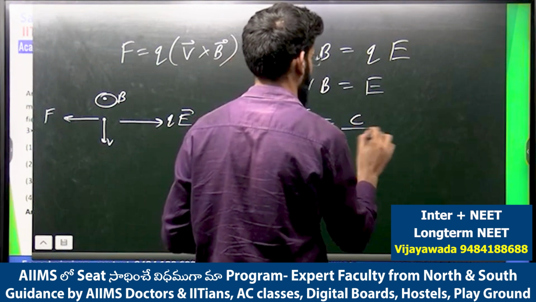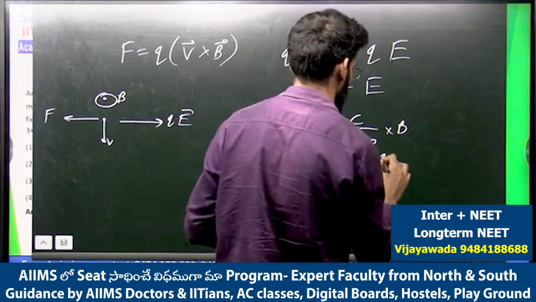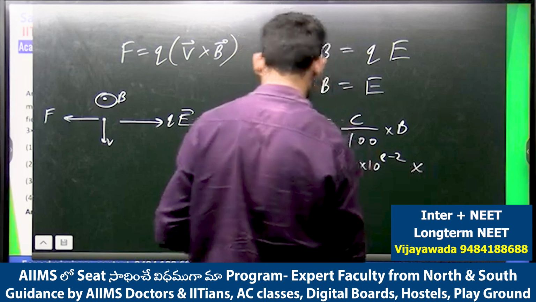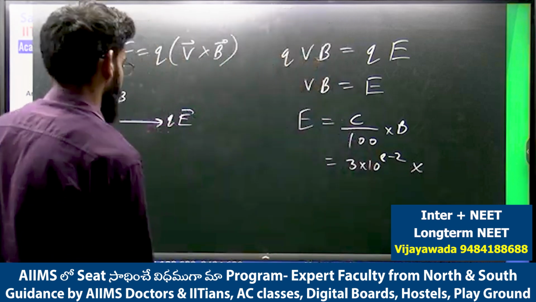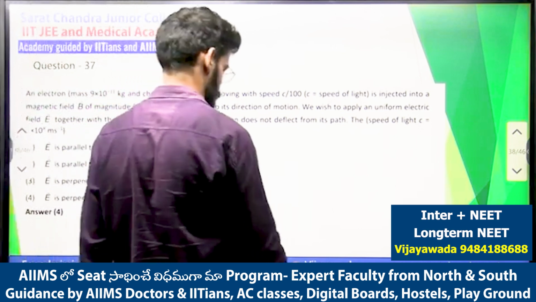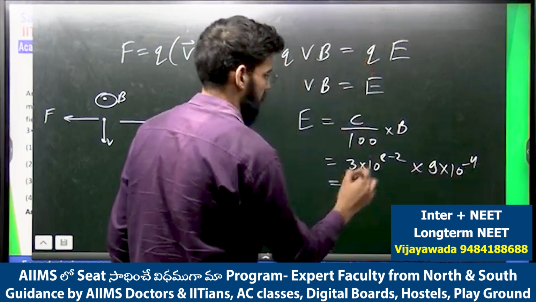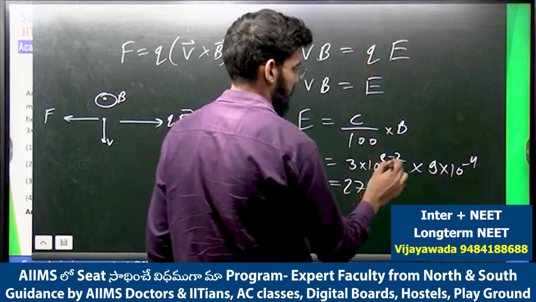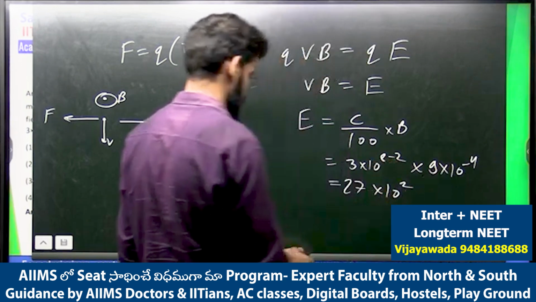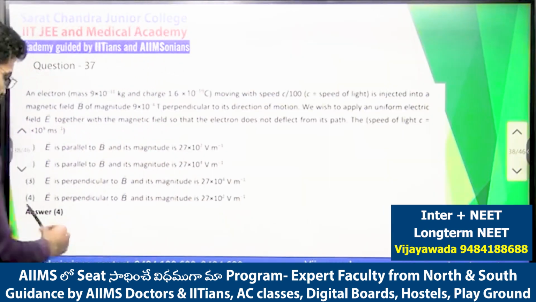So V is what? C by 100 into B. C is what? 3 into 10 to the power 8, and this is 100, so 10 to the power minus 2. Okay, into B. B is how much? Magnetic field 9 into 10 to the power minus 4. So 9 3s are 27, and 10 to the power minus 4 plus 8 minus 2 gives 10 to the power 2. So 27 into 10 to the power 2, and perpendicular. So this is fourth option.